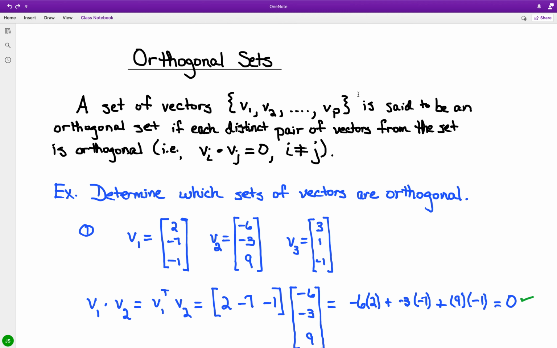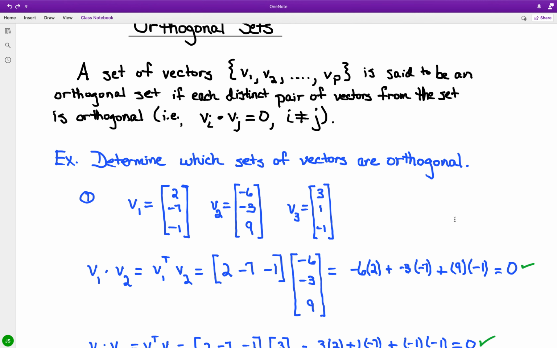Now we have examples of determining whether a given set of vectors will be orthogonal or not. Let's say we have the given trio. In the first case, v of 1 consists of 2, -7, -1. v of 2 is -6, -3, 9. And v of 3 is 3, 1, and -1. To see if these 3x1 vectors will form an orthogonal set, we'll be looking at the combinations to see if the dot products will be 0 throughout.